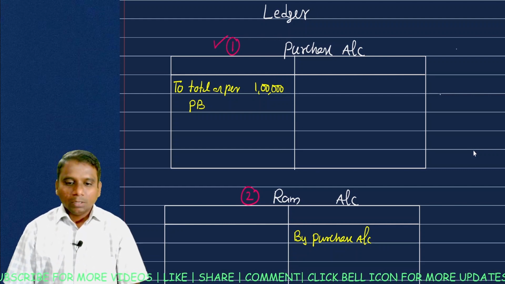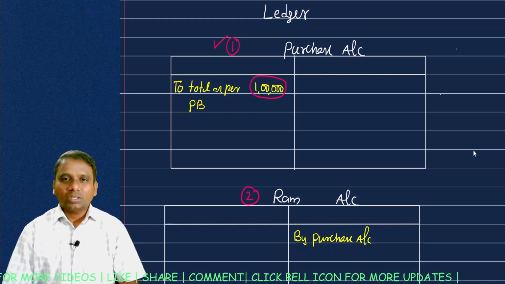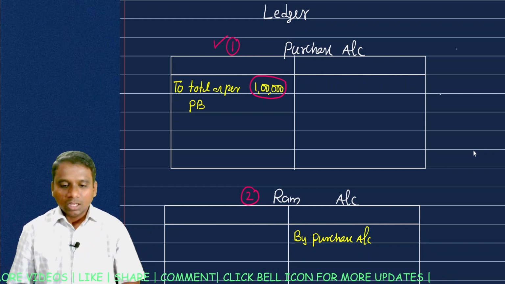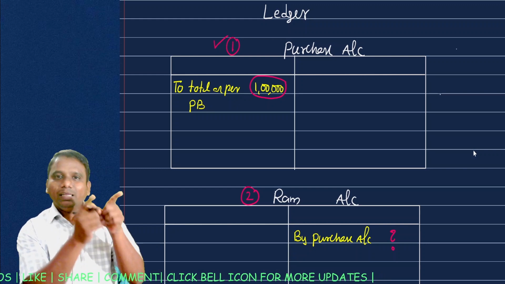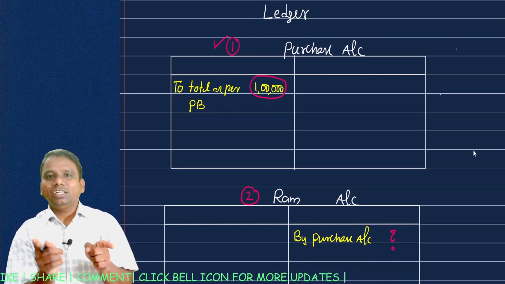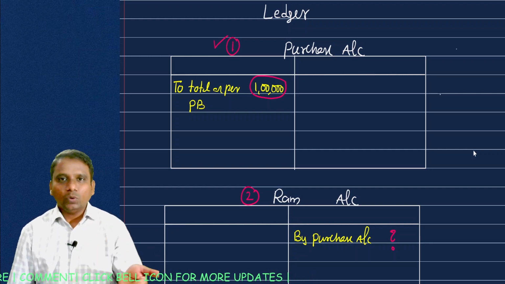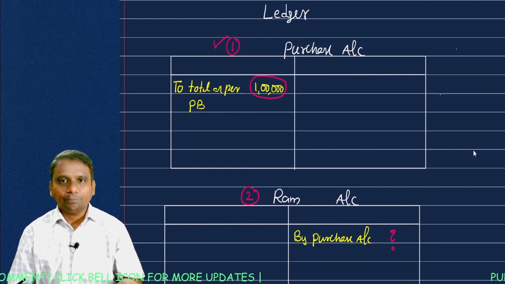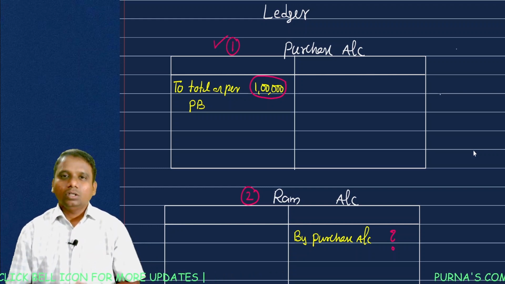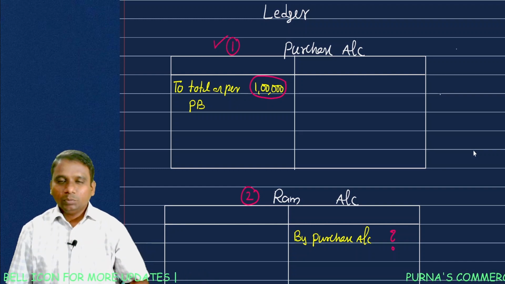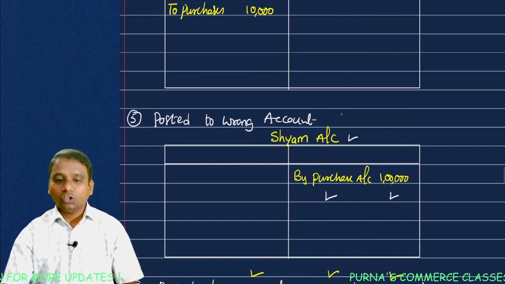Why? Look here, there is posting in the purchase account. So the purchase account shows 1 lakh debit, whereas there is no posting in the Ram account. So debit 1 lakh, but the corresponding credit 1 lakh is not available. So automatically the trial balance shows debit 1 lakh, credit nothing. Automatically the trial balance does not agree. To put it simply, because of complete omission there is no effect on trial balance, because of partial omission there is an effect on trial balance.